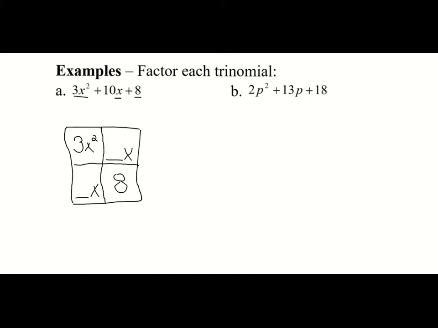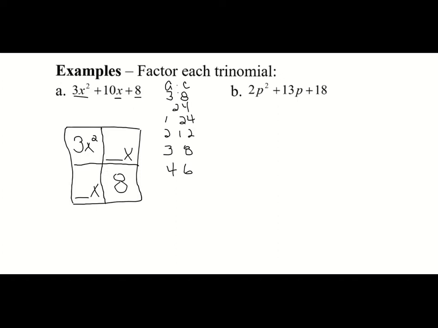But to get these two numbers, we need to do our AC method. So we're going to multiply A times C, or in our case, 3 times 8. We know that equals 24. So now we're going to look at our factors of 24. I know I have 1 and 24, 2 and 12, 3 and 8, and then 4 and 6.